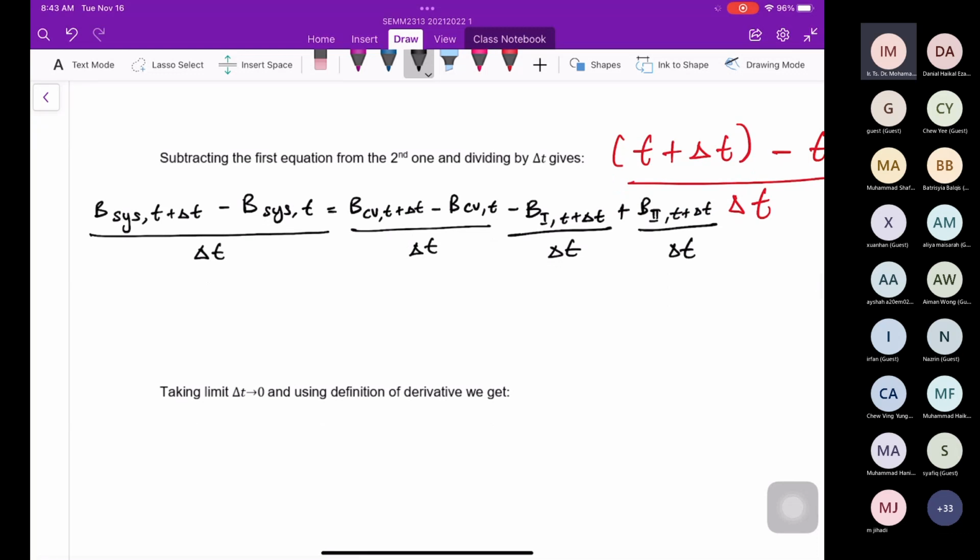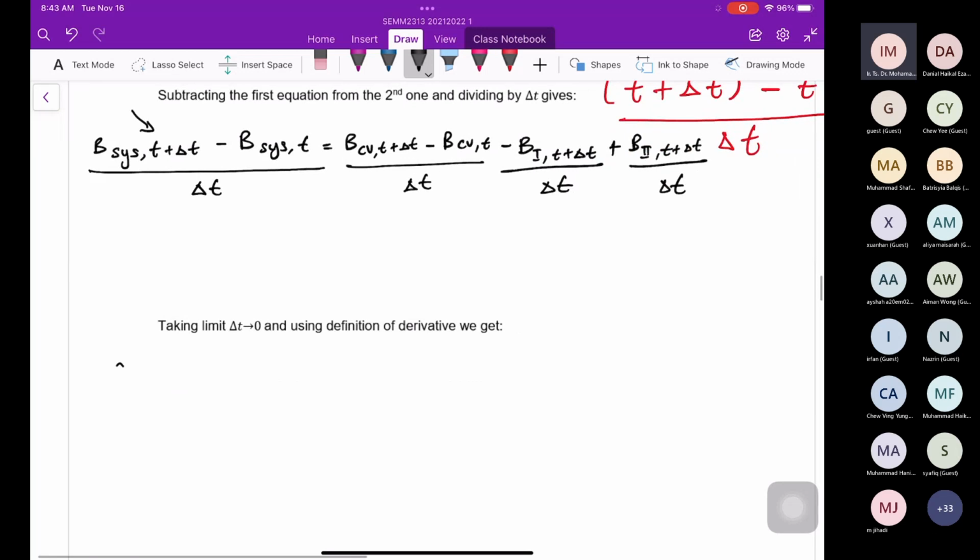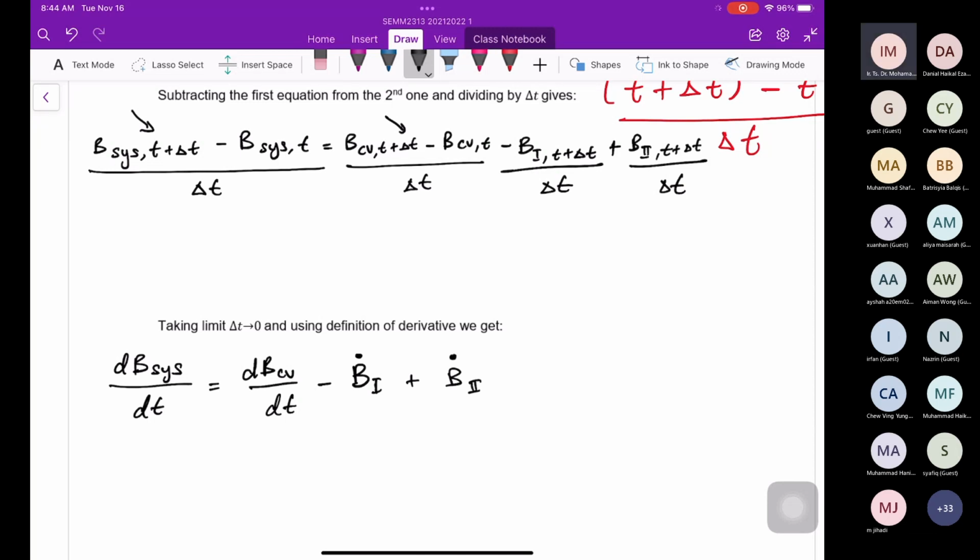So taking the limit as delta t approaches 0 and using the definition of derivative, this is the change of the extensive property dB of the system over dt, equal to the change of the control volume, dB of control volume over dt, minus b1 dot plus b2 dot. Dot means over time.